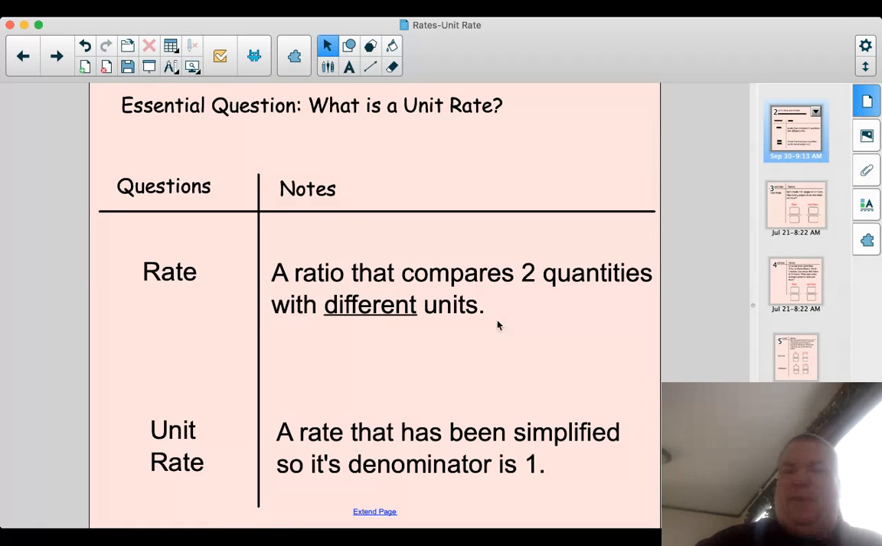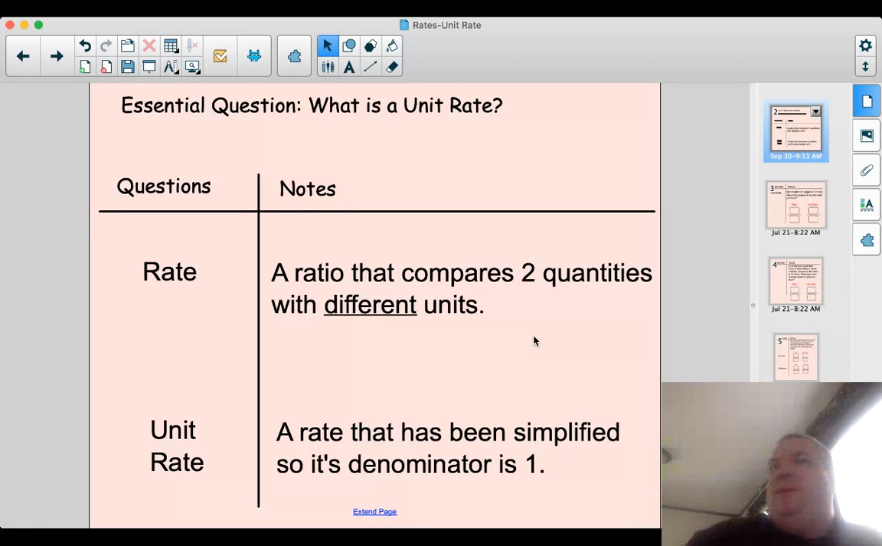Okay, that is what a rate is. So if you go 200 miles in 3 hours, then 200 miles in 3 hours is a rate. A unit rate is the rate you're probably most used to hearing. Unit rates are rates that have been simplified so that the denominator is 1. And you see unit rates all around you.